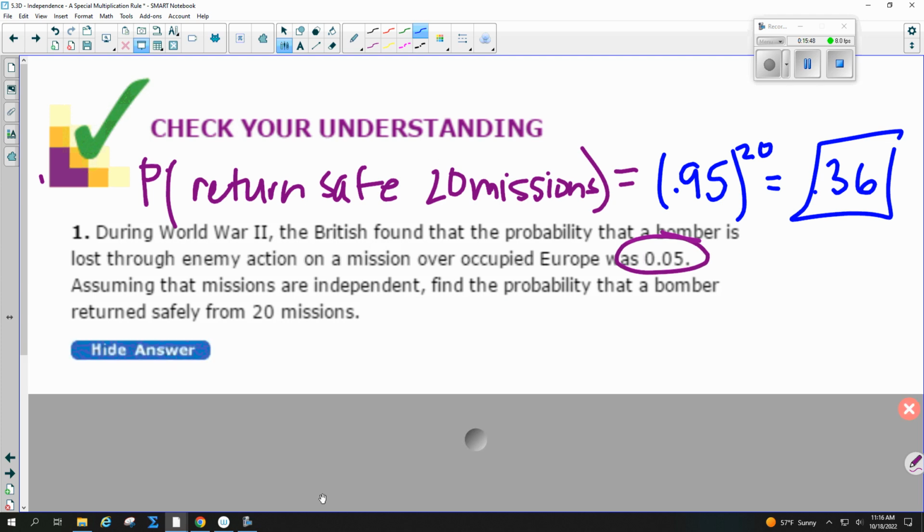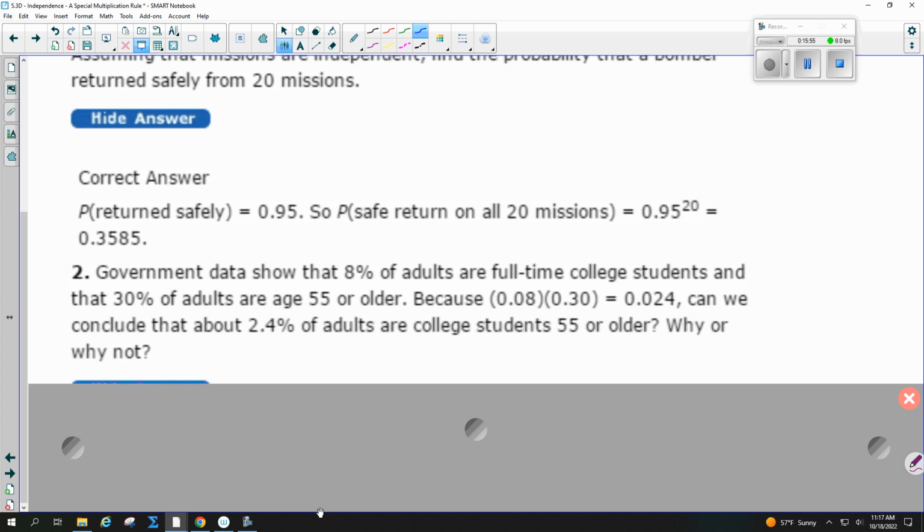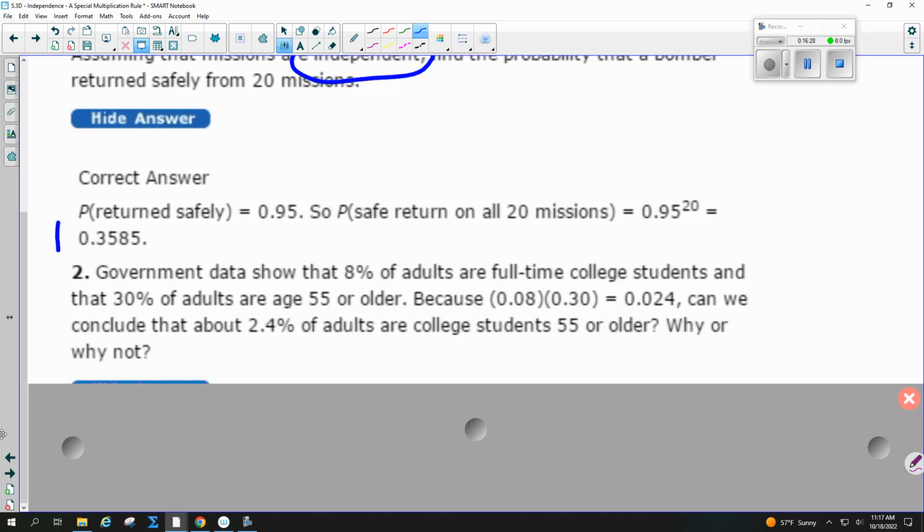And one more example. Government data showed that 8% of adults are full-time college students and that 30% of adults are age 55 or older. Because 8% times 30% is 0.024, can we conclude that about 2.4% of adults are college students 55 or older? Why or why not? Essentially, they're asking, can I multiply these together? Which basically means, do I have independent events? Up here, I forgot to point this out, they told us we had independent events. If they're asking you, it's probably no, because they're trying to get you to think through it. But why are they not independent is the question. No, you can't multiply these together because they're not independent. But why is that?